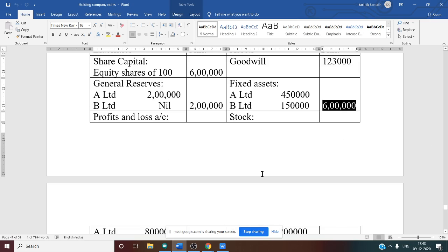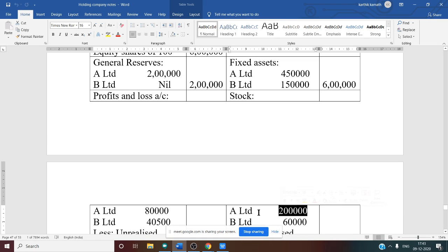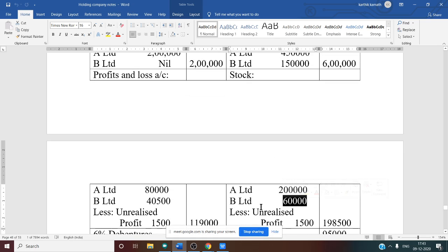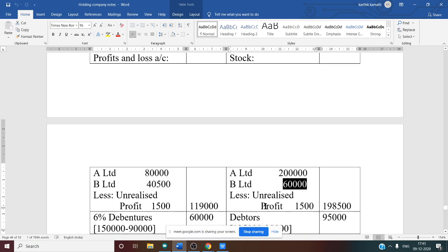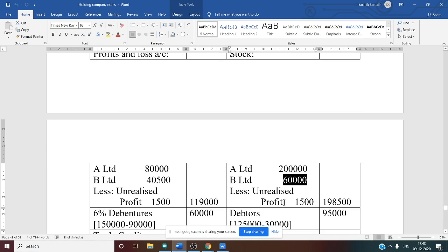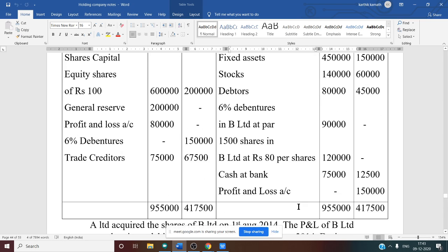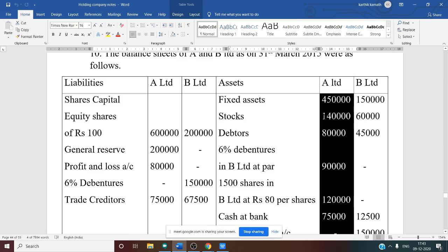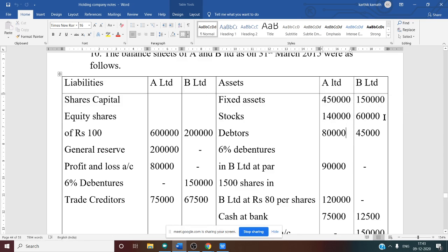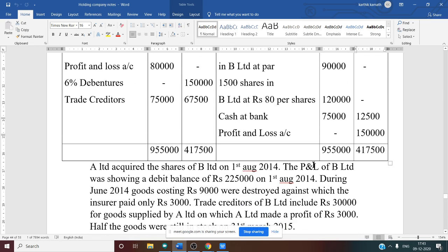What about stock? Stock also you have to do the same thing. Of A Limited 2 lakh given in the question, of B Limited 60,000. Now from that you have to deduct unrealized profit, which is 1,500. Once again we have to check the stock amount, because there may be a mistake. Where is stock given? See this. Stock is 1,40,000 for A Limited and 60,000 for B Limited in the balance sheet.